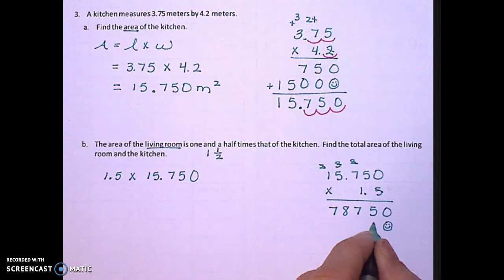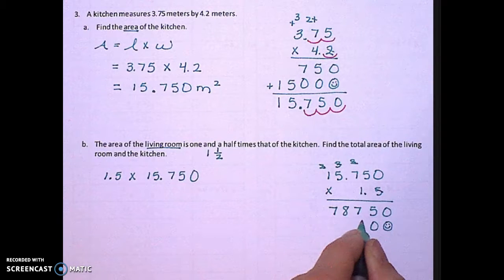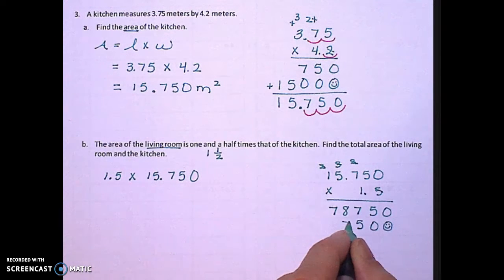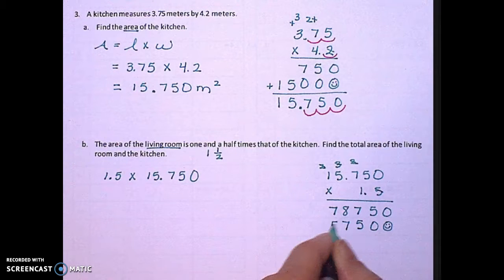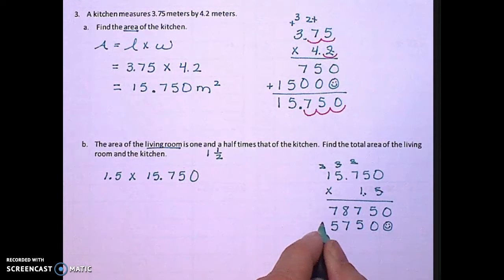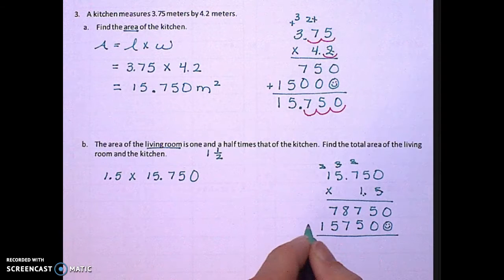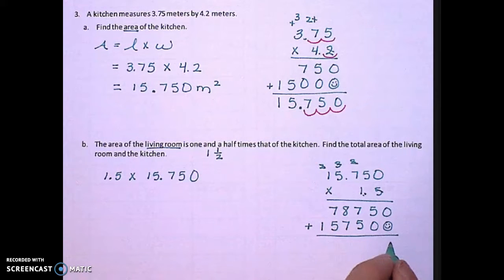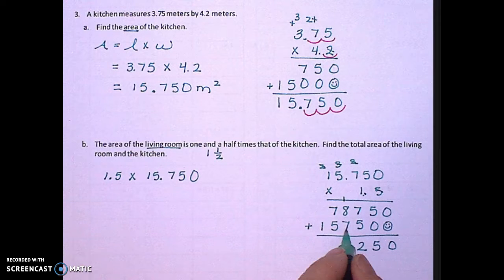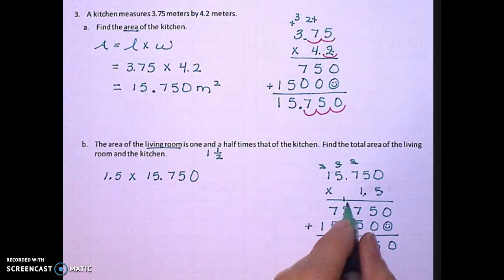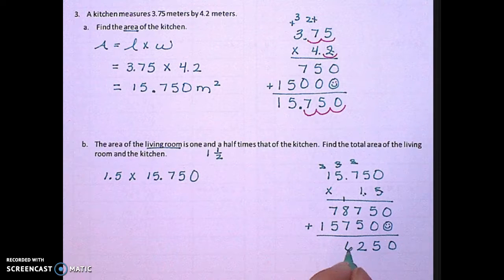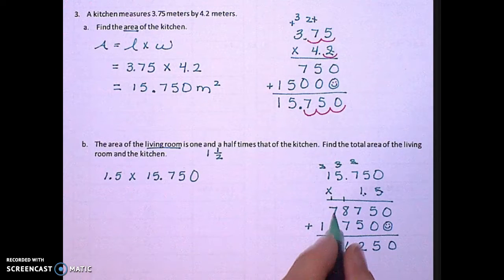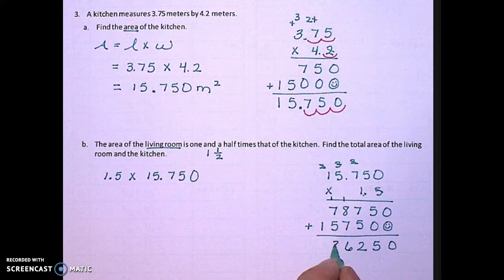1 times 0 is 0. 1 times 5 is 5. 1 times 7 is 7. 1 times 5 is 5. And 1 times 1 is 1. Now we get to add them up. So we have 0. 5 plus 0 is 5. 7 plus 5 is 12. 7 plus 8 plus 1, that'd be 15 plus 1 is 16. 5 plus 7 is 12, plus 1 is 13, and 2.